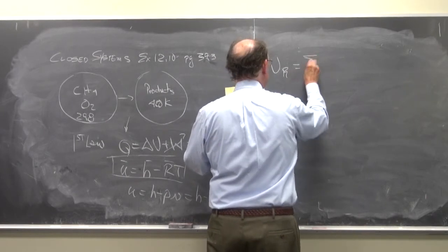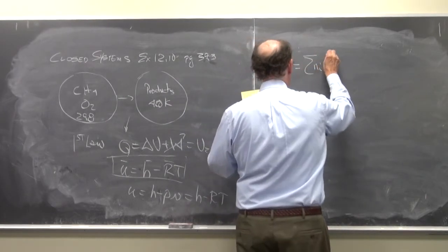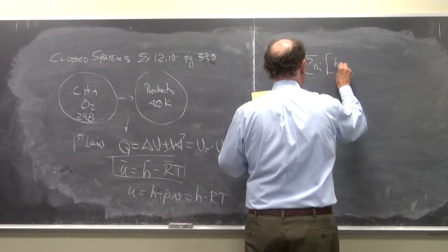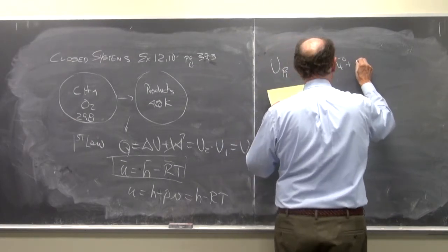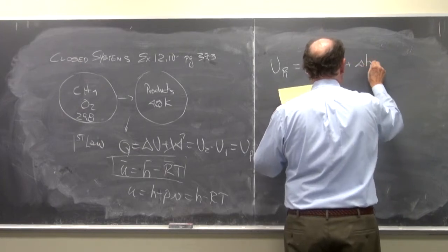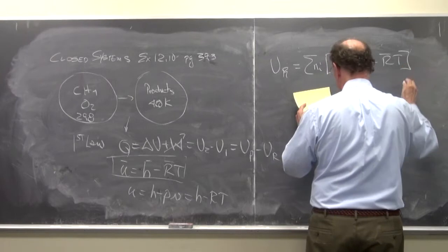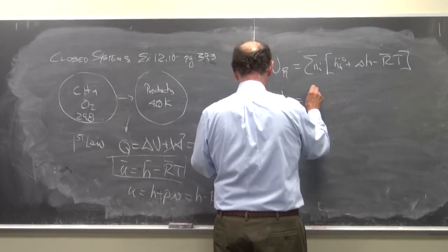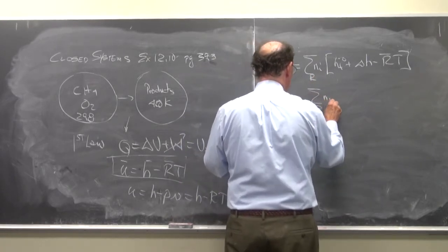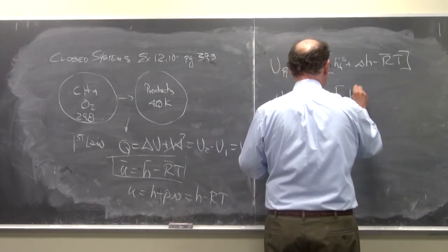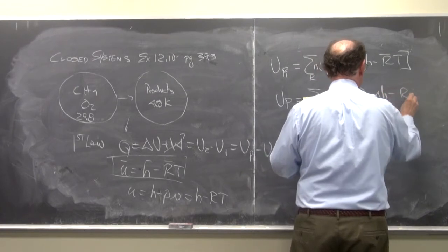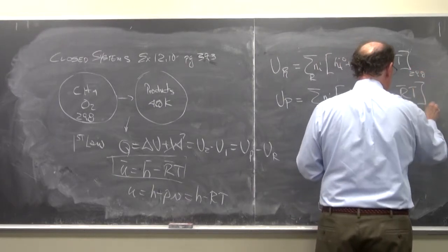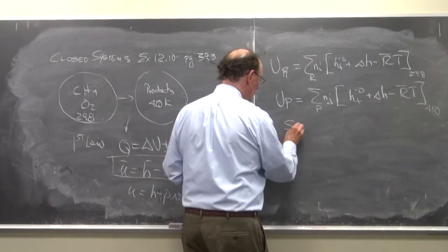So the internal energy of the reactants is the sum of the Ni times our H sub f bar zero plus our delta H minus R bar T. And the internal energy of the products is the sum of Nj times H sub f bar zero plus delta H minus R bar T. This will be at 298, this is at 400. And then you solve for Q.